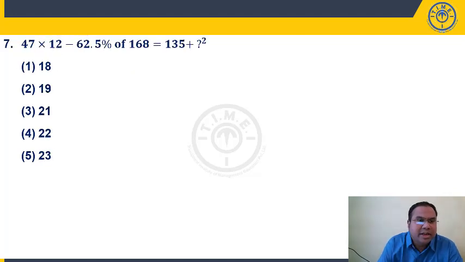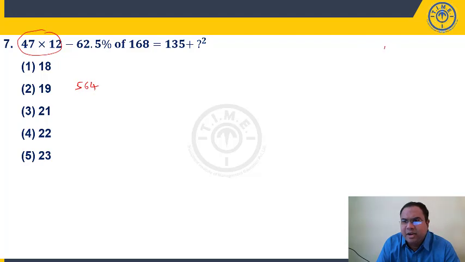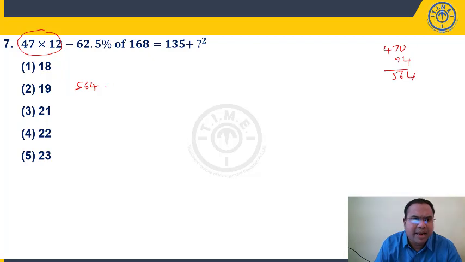Question number 7, students. 47 into 12. So this is 564. How do you do this? 47 into 10, 470. 47 into 2, how much? 94. So it is 564. Or you multiply 12 into 40, 480, 12 into 7, 84. So it is 564. Minus 62.5 percentage is 5 by 8.